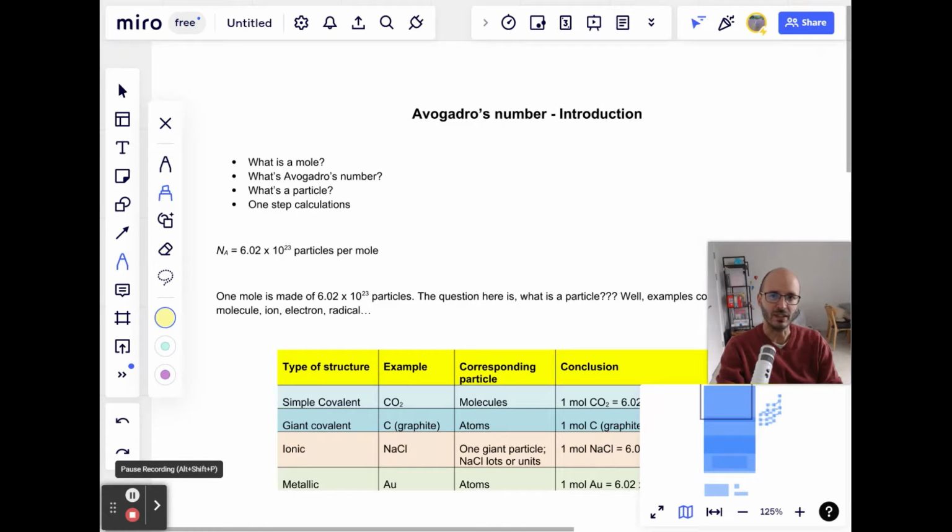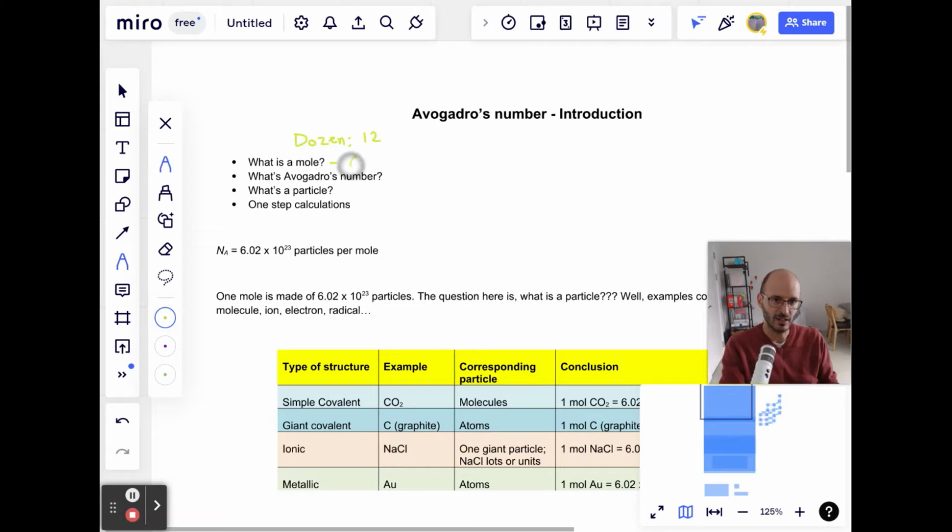What is a mole? What do you think? Maybe pause the video and think about it. Okay, so a mole is the same as a dozen. What is a dozen? A dozen is 12, is a number, isn't it? So if you go to a shop and you say, can I have a dozen eggs? Or if you go to the shop and you say, can I have 12 eggs? It means exactly the same, doesn't it? So a mole is just a number by definition.